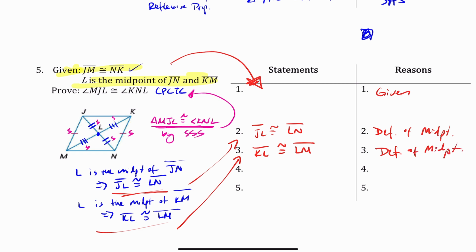So what else? And we see that these two triangles here are congruent. So I'll call that triangle MJL congruent to triangle KNL. And that's because of what? Side. And then since these two triangles are congruent, I can apply CPCTC. Okay? That means any corresponding angles are congruent.